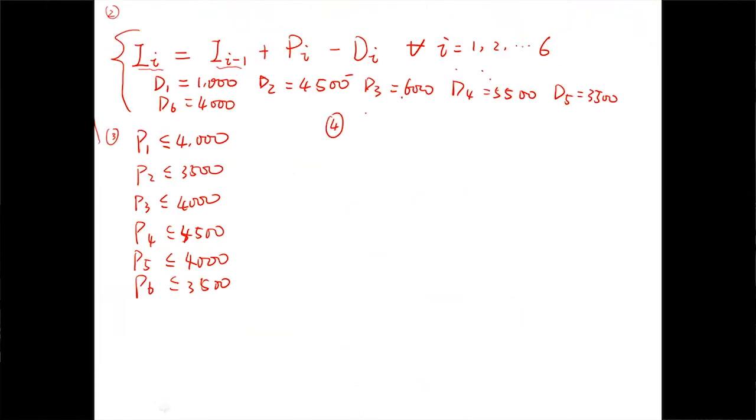The fourth group, I'll just use I to represent this instead of writing the 6 constraints out, because the right hand sides are the same. The right hand sides are all less than or equal to 6,000. That's for the inventory part, for all I from 1 to 6. That's the fourth constraint.